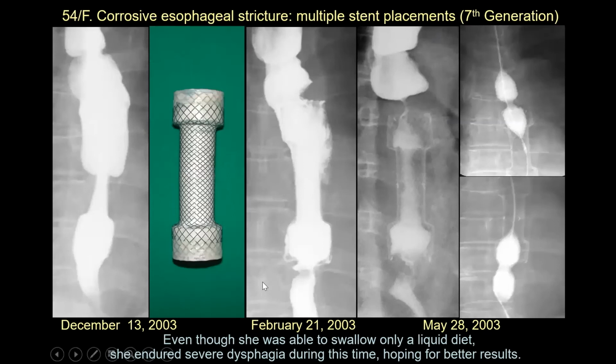In December 2003, we placed the 7th generation stent and removed it 5 months after stent placement. In spite of severe stricture above and below the stent, even though she was able to swallow only a liquid diet during this period, she endured severe dysphagia during this time, hoping for better result. Because I explained that if we can place the stent longer than 4 months, the result would be good.